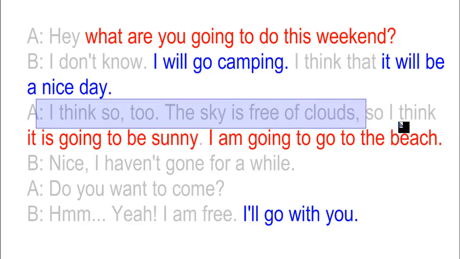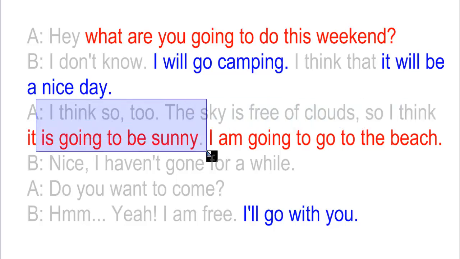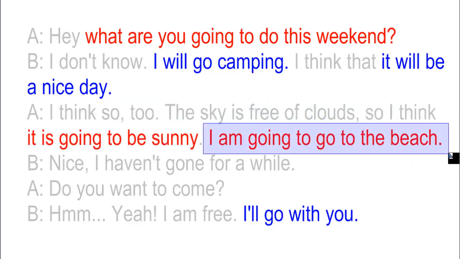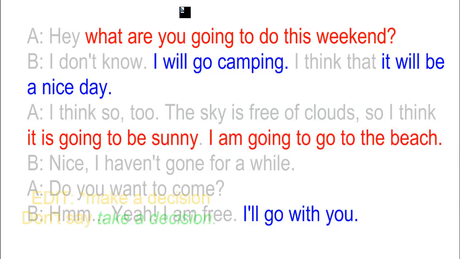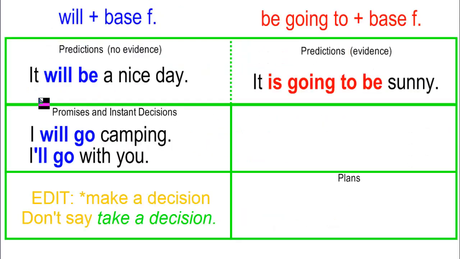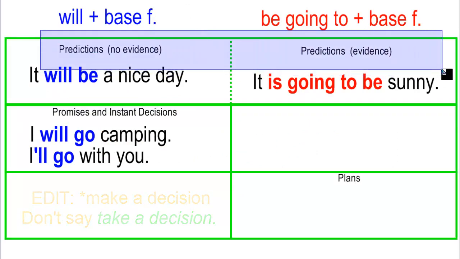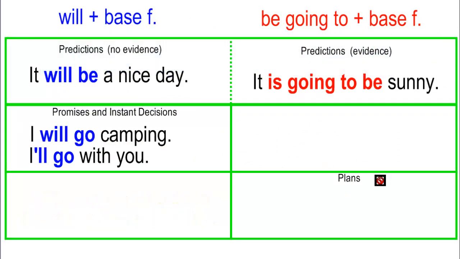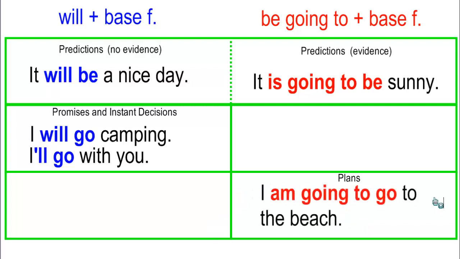I think so too. The sky is free of clouds, so I think it's going to be sunny. I am going to go to the beach. In this case, the person is not telling you a decision that they took in the moment. It's not a prediction of the future. Kind of. It's a plan. When you have plans, you use be going to. Okay? That's essentially the difference. I am going to go to the beach.